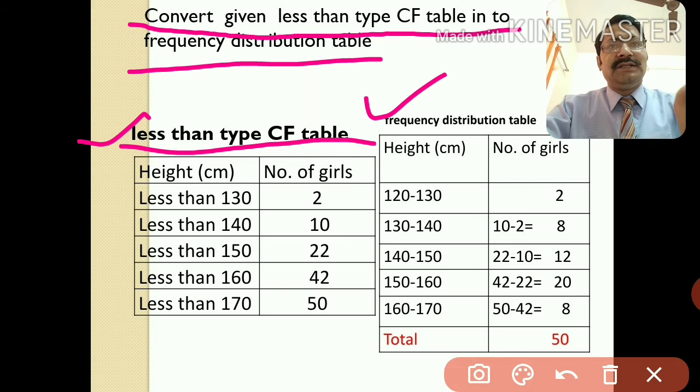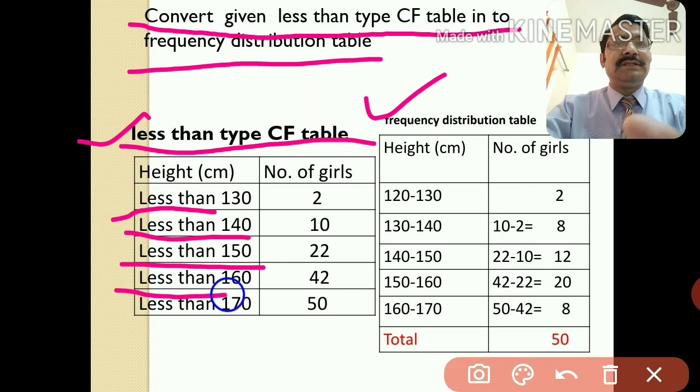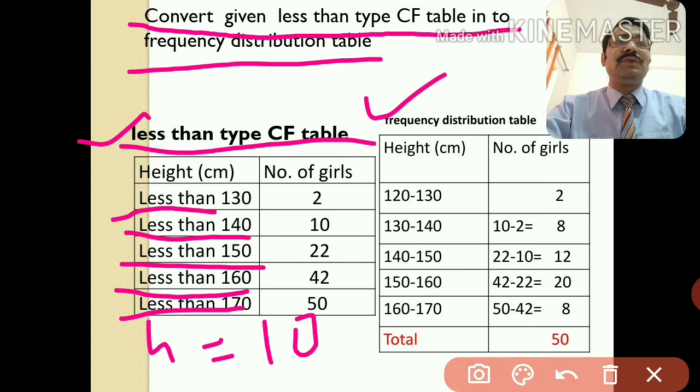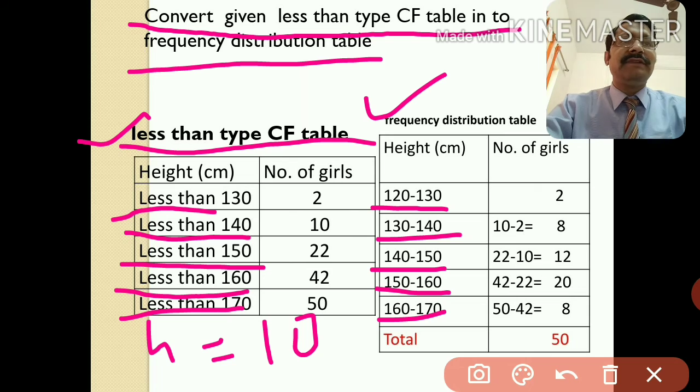You can check. Look here, less than 130, less than 140, less than 150, less than 160 and less than 170 are given. What is the gap here? The gap given to you is 10, and less than means we use the higher limit. So here you write 120 to 130, then 130 to 140, 140 to 150, 150 to 160, and 160 to 170. This is how you write the class intervals.